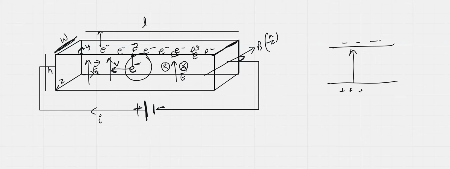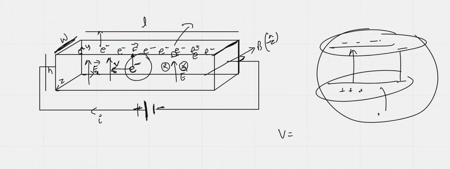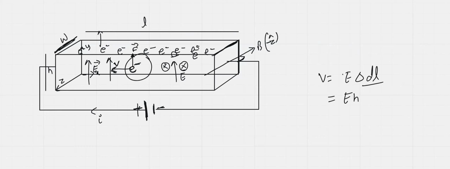If this kind of situation is given to me, can I calculate the potential difference between them? Yes, I can. What is the potential difference? Isn't it looking like a capacitor? One plate is negatively charged, another plate is positively charged. So in that case, what is the potential difference? It comes out as electric field multiplied by the distance. What is the distance between them? The electric field right now I don't know. Distance is given as height h, right? This is your voltage.